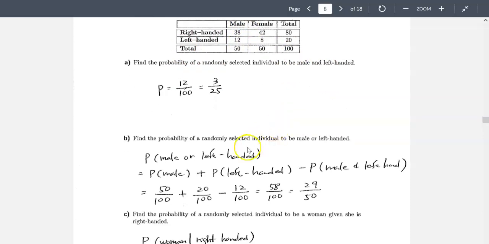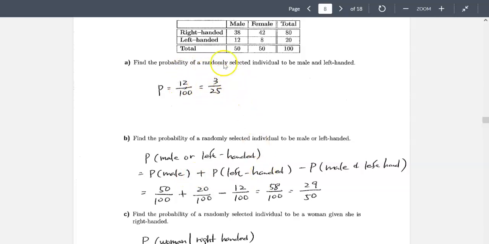There it is. Now, let's get tricky. What's the probability we're going to select someone who's a male or left-handed? Now, or means plus, so we have probability of male plus probability of left-handed. Now, are they male and left-handed? Yes, we just figured it out earlier, right?